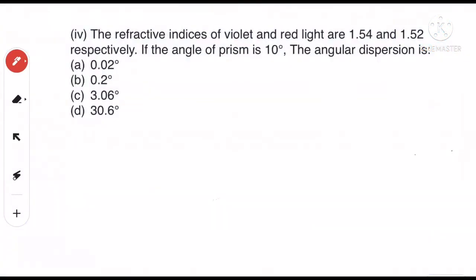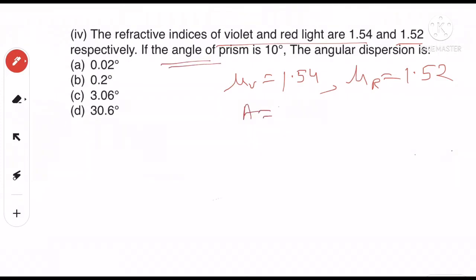Next is, the refractive indices of violet and red light are 1.54 and 1.52. That is, mu v is given and mu r is given. Mu v is 1.54, and mu r is equal to 1.52. Okay. Now the angle of prism is 10. A is equal to 10.